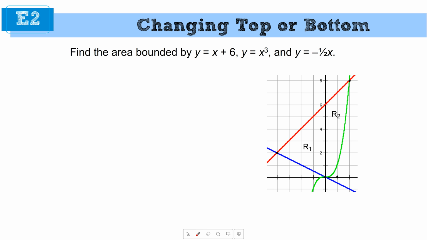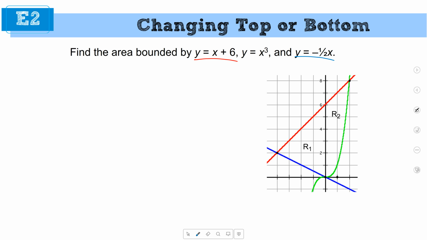For discussion purposes, what's the equation of the red line? Is it x plus 6, x cubed, or negative 1/2 x? X plus 6. Which one's the blue one? Negative 1/2 x. And I don't have green, so we'll just pretend that you know it.